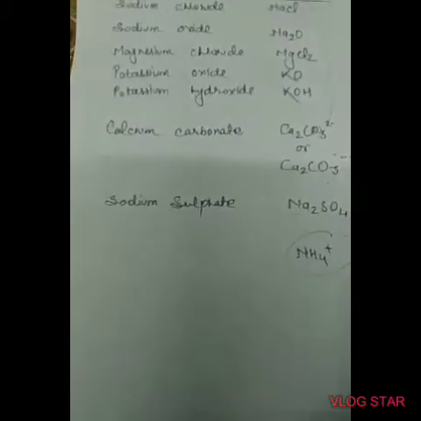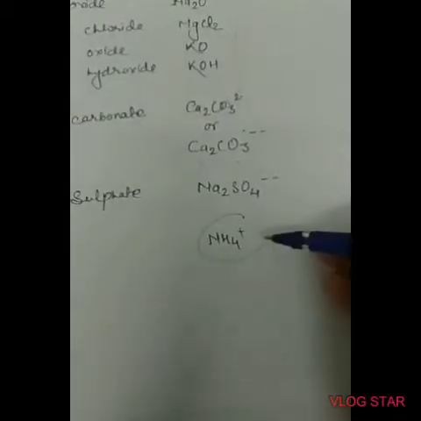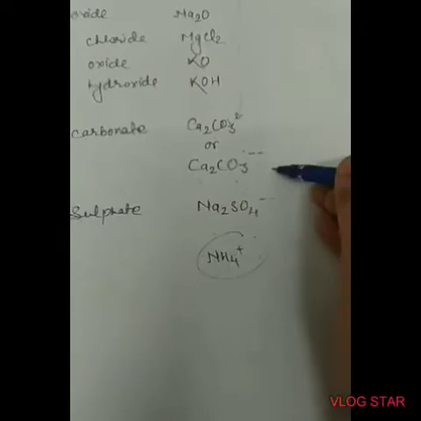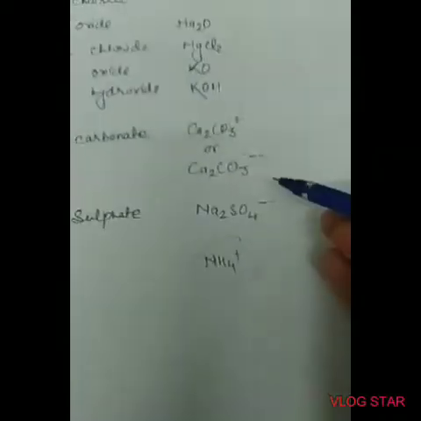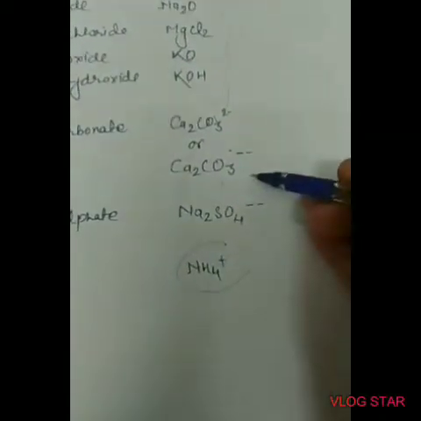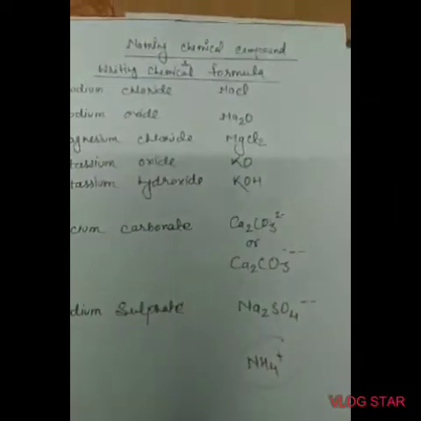Okay, so what is the difference between radicals and compounds? Radicals have a positive or negative charge, whereas compounds are neutral. They don't have any charges. Okay.